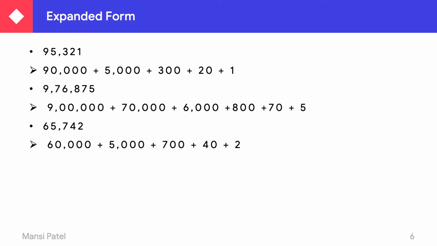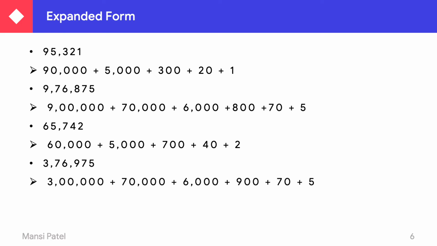This is the expanded form of 65,742. Then after 3,76,975. 3 in the place of lakh, therefore we have to write down 3 lakh. Then 7 in the place of 10,000, therefore 70,000 plus 6,000 plus 900 plus 70 plus 5.